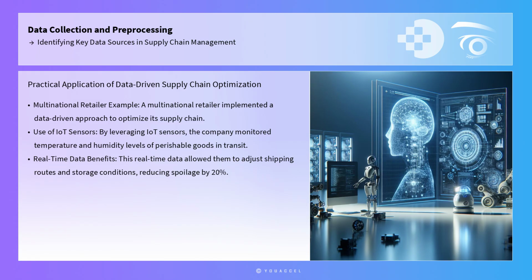Case studies further illustrate the practical application of these concepts. Consider the example of a multinational retailer that implemented a data-driven approach to optimize its supply chain. By leveraging IoT sensors and predictive analytics, the company could monitor the temperature and humidity levels of perishable goods in transit. This real-time data allowed them to adjust shipping routes and storage conditions, reducing spoilage by 20% and saving millions in potential losses.